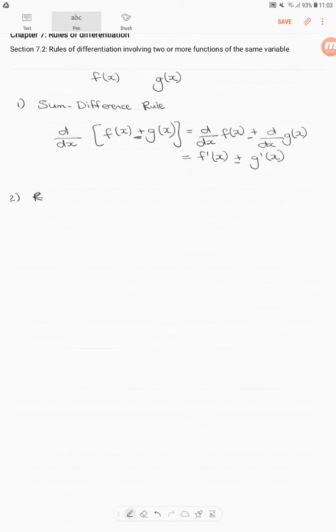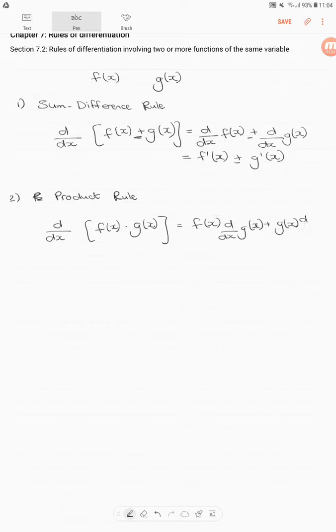Second, we have the product rule. This is where we want the derivative with regards to x of f of x times g of x. This is equal to f of x times the derivative of g of x plus g of x times the derivative of f of x, which is equal to f of x g prime x plus g of x f prime x.